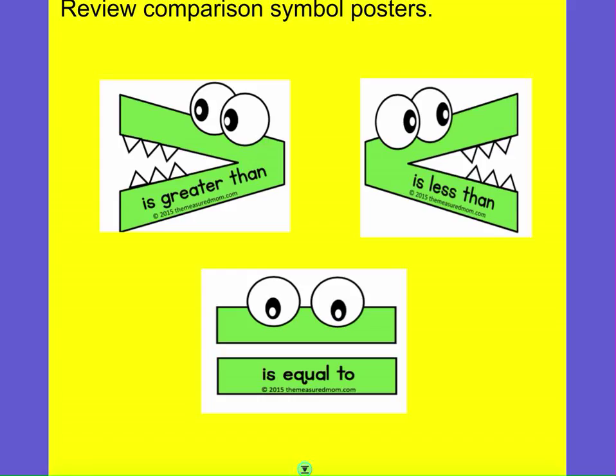A way for children to understand this, because sometimes they do get confused on which way the symbol is supposed to go, is we use the symbols to represent alligators, and alligators like to eat the bigger quantity, which would be the largest amount. So we're teaching kids to make sure that the opening of the mouth faces the larger number. Okay? So that will help with the confusion of which way it would go.